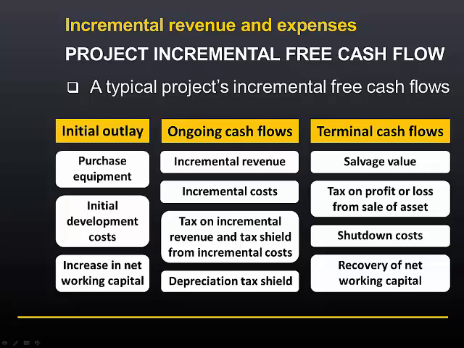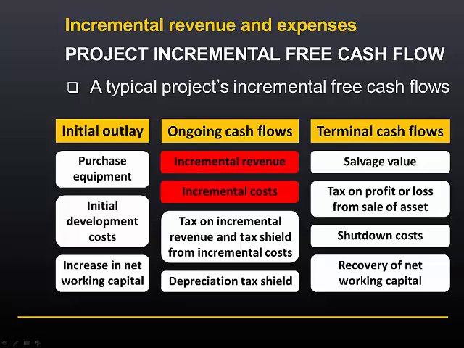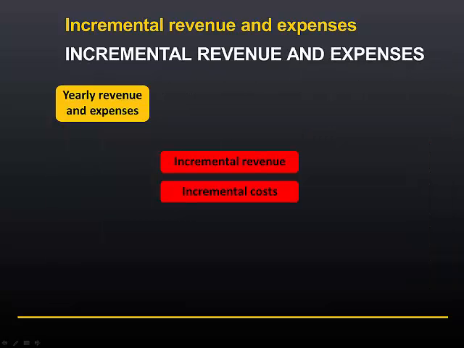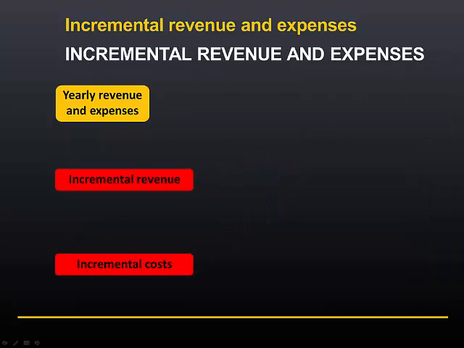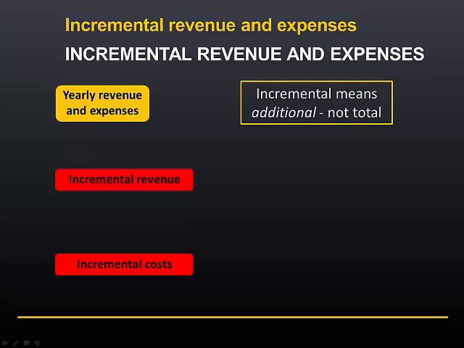We'll begin this module by again looking at this table of incremental cash flows for a typical project. And in this module we'll be looking at incremental revenue and incremental costs. These are items of revenue and expenditure that normally occur each year throughout the life of a project. Remember that incremental means additional, not total. It's the change in the cash flows that occur that are relevant to making a decision.